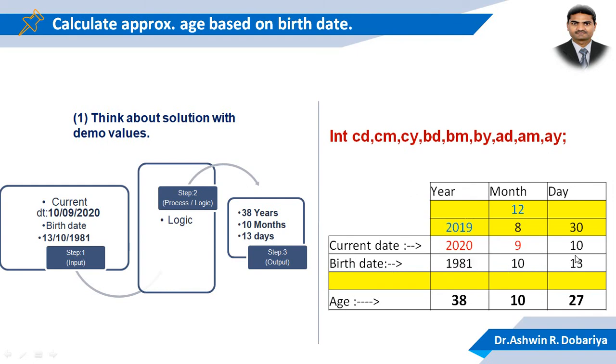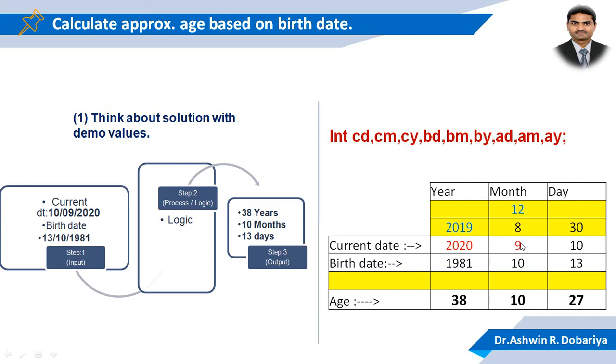Now how can we start the subtraction? Starting from the day. Here our current day is 10 and the birth day is 13, so 13 cannot be subtracted from 10. Then what to do? In subtraction, generally we borrow from the next higher place. So here we will deduct 1 month.